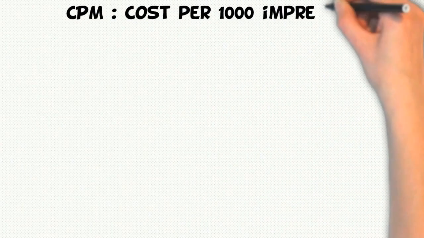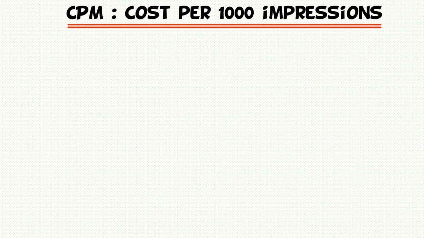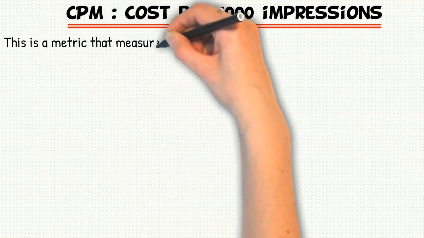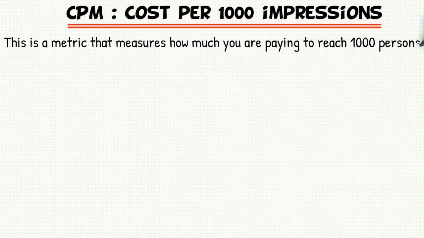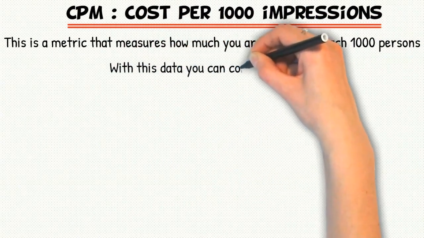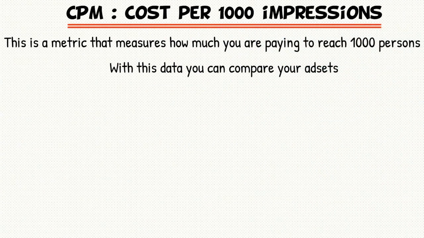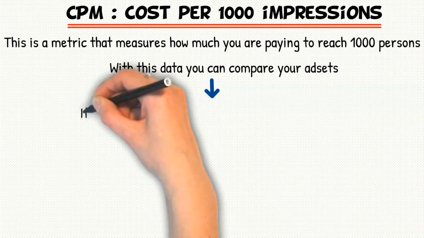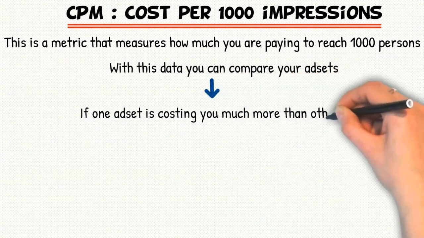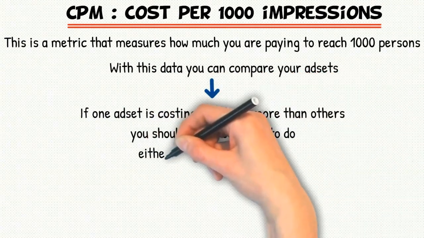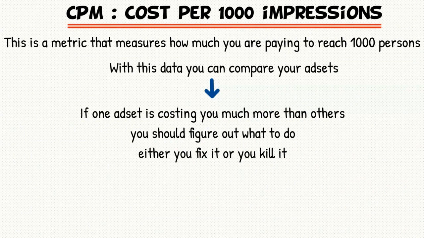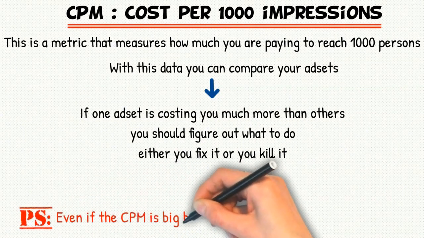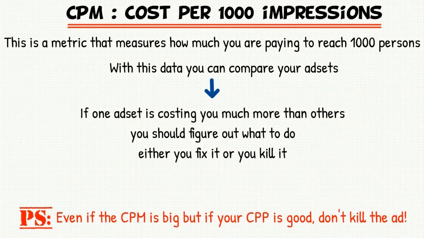Another important metric is the CPM, cost per 1,000 impressions. This is a metric that measures how much you are paying to reach 1,000 persons. Using this data, you can compare your ad sets. If one ad set is costing you much more than others, you should figure out what to do, either to fix it or to kill it. Again, if your CPM is big, but your CPP is good, don't kill your ad.